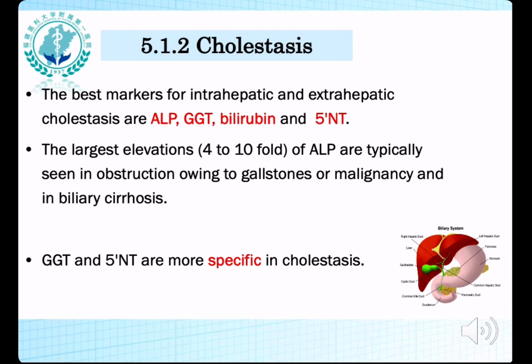Okay, the next one, cholestasis. The best markers for intrahepatic and extrahepatic cholestasis are ALP, GGT, bilirubin, and 5-NT. The largest elevations of ALP, usually 4 to 10-fold over normal, are typically seen in obstruction owing to gallstones or malignancy, and in biliary cirrhosis. GGT and 5-NT are more specific in cholestasis.